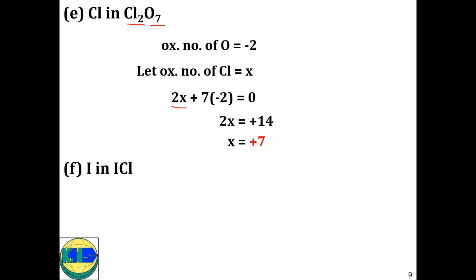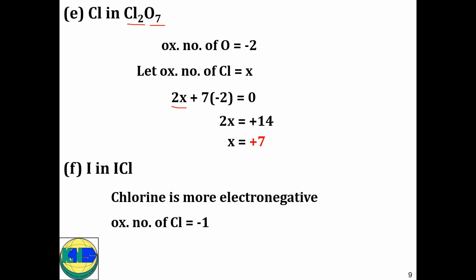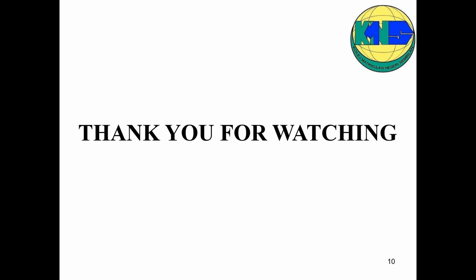Now look at example F. We want to determine the oxidation number of iodine in ICl. Chlorine is more electronegative, so the oxidation number of chlorine is -1. Oxidation number of iodine equals +1. So we have finished discussing all the examples given. Thank you for watching.